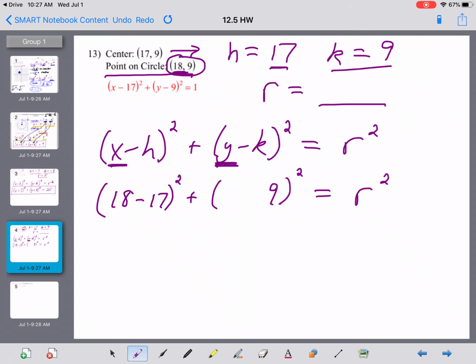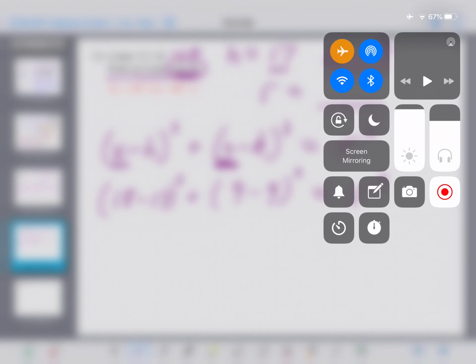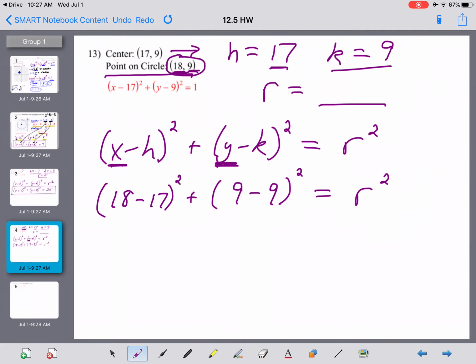The y value of the point on the circle is that 9 right there. So that's going to be 9 minus 9 quantity squared. And now what we have is an equation here with 4 values plugged in, x, h, y, and k, and only one unknown. So, with all that in mind, let's see what we can do to clean this up. This actually works out really nicely.